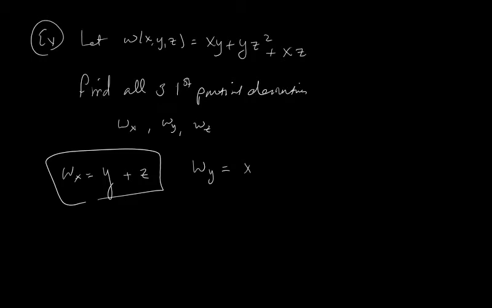So if that were 3y, the derivative would be 3. It's xy, so the derivative is x. Now we have the next one, yz squared. The derivative there is just z squared. So this is plus z squared.